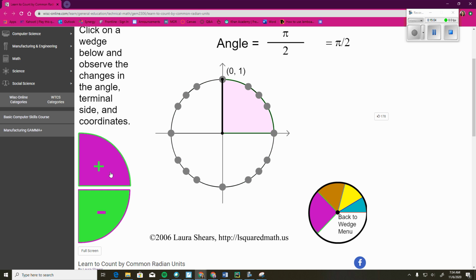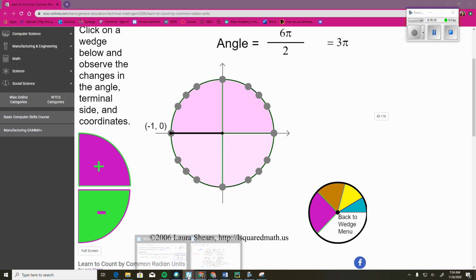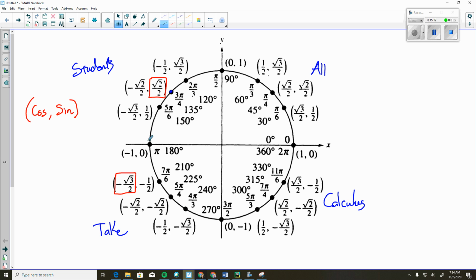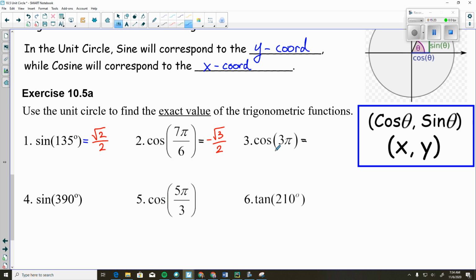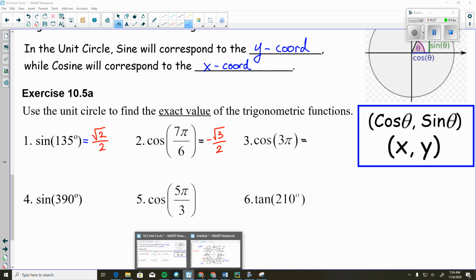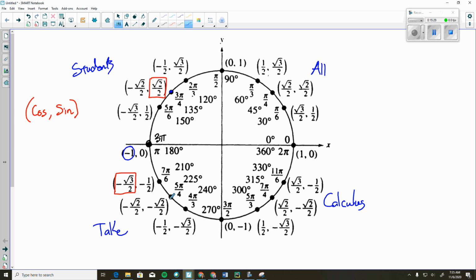So back up a little bit. I can just keep counting this way, and I land right there at (-1, 0). So at this coordinate point, this is where 3 pi is if I rotate past just the values I see here on the unit circle. And if I recall, we wanted the cosine of 3 pi. So the cosine would just be that -1 that's there, the x value.